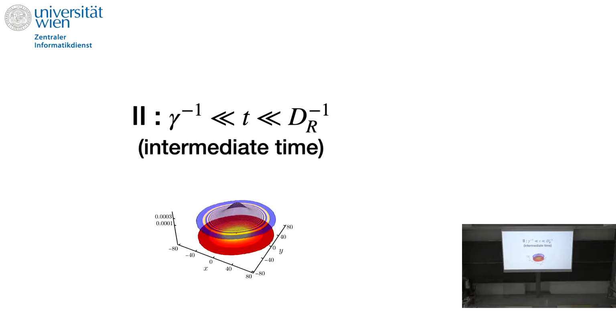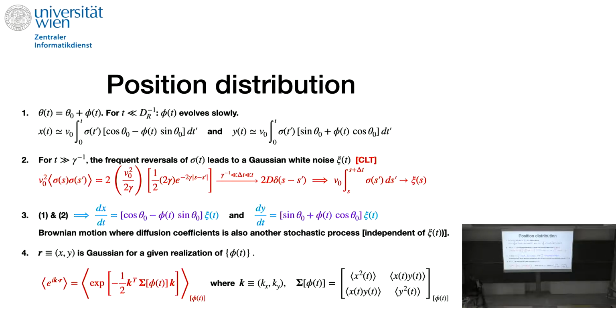So, intermediate regimes. This is actually the most interesting regime, where you get something you don't get in the other ones. Again, if you look at theta, theta is your theta naught plus this Brownian motion. These equations are the same as before, but now your gamma is very large in this regime. So theta is changing very slowly, but the sigma dynamics is very fast, so sigma essentially becomes a white noise.